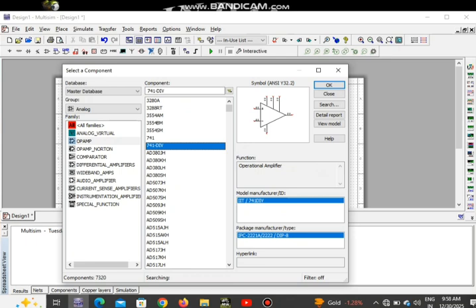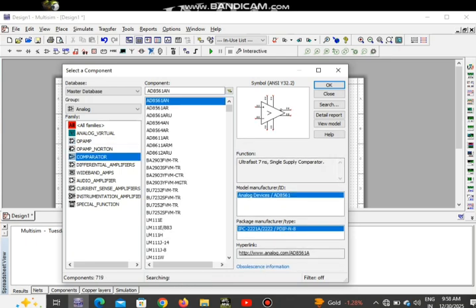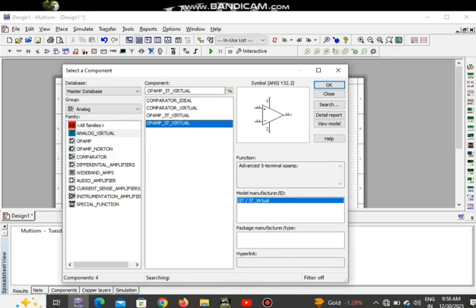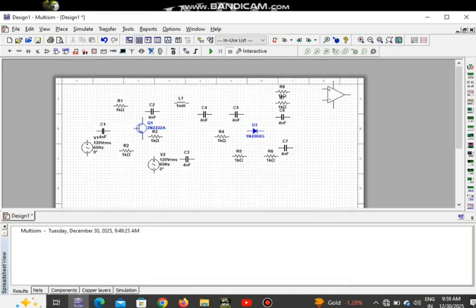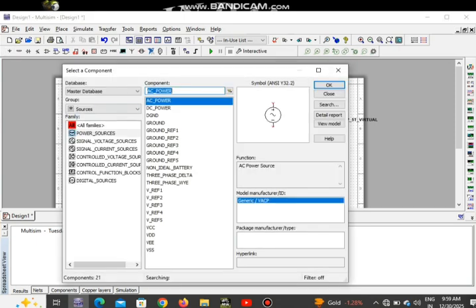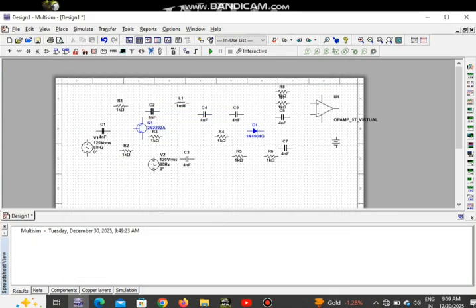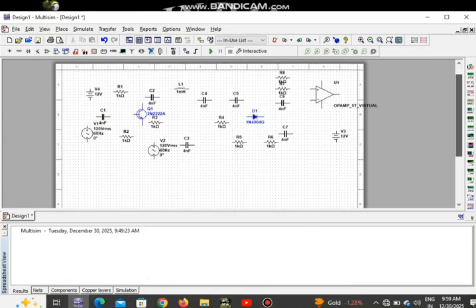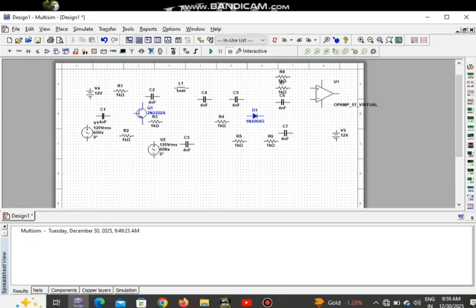I'm going with a virtual op amp, 5 terminal virtual. Taking power source, DC power supply. Another one DC power supply, V4. These are the components for the modulator and demodulator circuit.